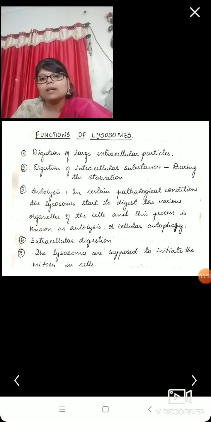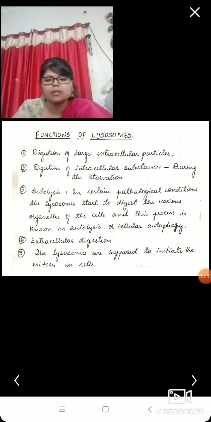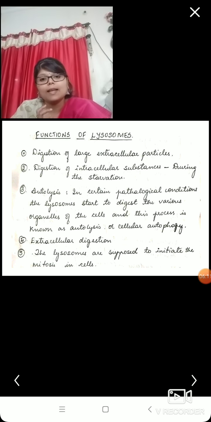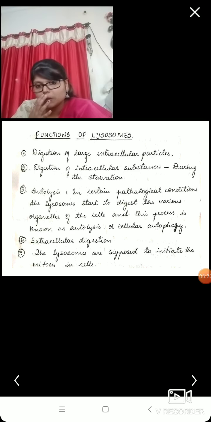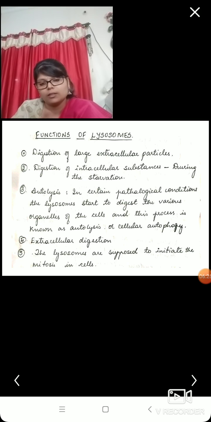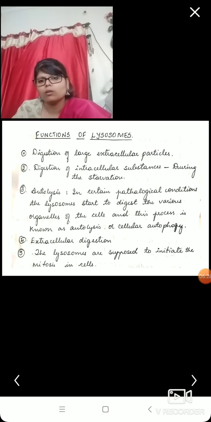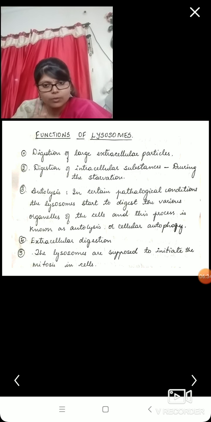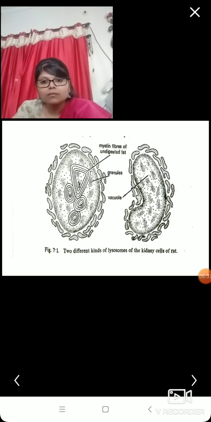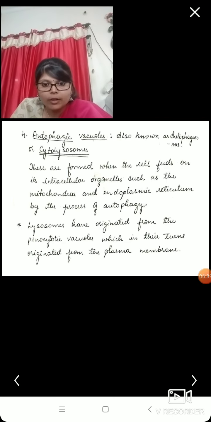Functions of the lysosomes: digestion of large extracellular particles like bacteria and other foreign substances which enter accidentally into our cell. Those have to be digested and thrown out of our body, and that is helped by the lysosomes. Digestion of intracellular substances during starvation, that is, their own organelles and things like that, will be digested. And see here the autolysis, which I told you to remember.